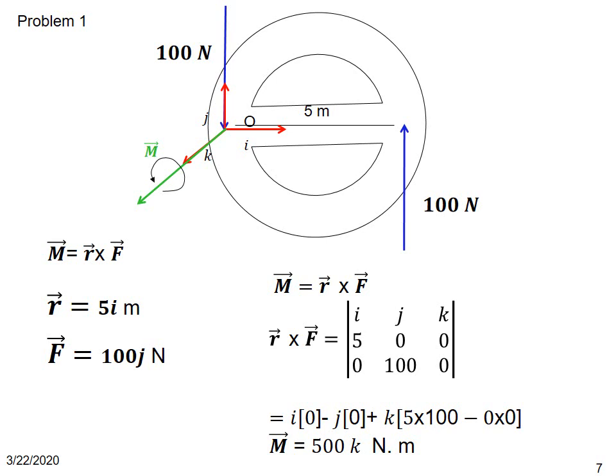Since we know both R and F, we use the determinant expansion of I, J, K, the first vector and the second vector. Using the method we discussed earlier, we get the couple moment as 500K. Remember, it is very straightforward, but the only thing is you need to figure out the force vector and the position vector of the point of application from the second point of application. Once you figure out R and F, the couple moment is very straightforward because it's just R cross F.